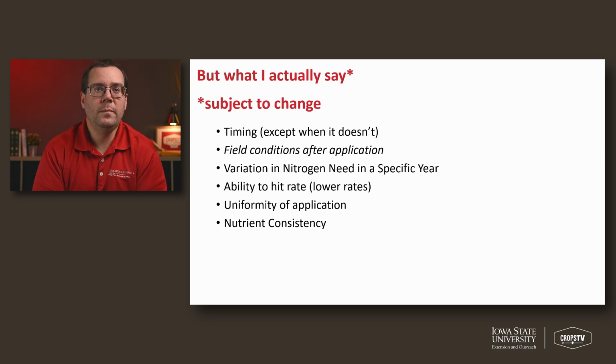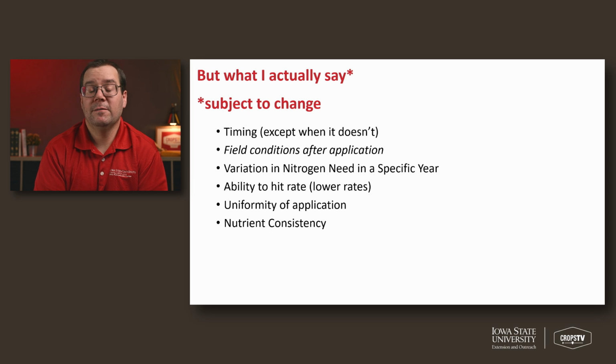All right. So, what I say about this, and certainly everything I say is subject to change as we learn new things, do new research. But really, when I'm looking at it, it's timing. It matters a lot, except in years where it doesn't, right? So, when we're dry, field conditions after application, based on what the commercial applicators responded there, I think that's really important because perception, as we've said, is reality. Variation in nitrogen need in a specific year. That wasn't something that came up in the question I asked there. But if you ask me the right amount of nitrogen this growing season, right now I'd say it's MRTN plus or minus whatever happens in that year, right? So there's some variation about that.